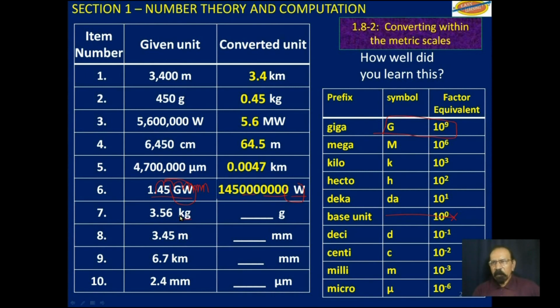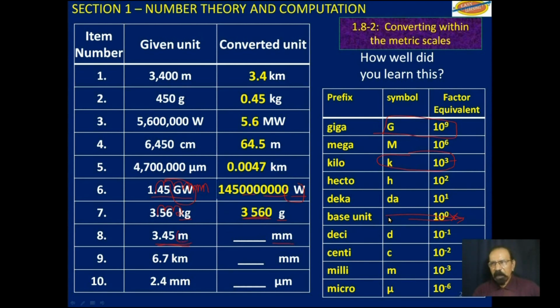Next, kilogram to grams. So we are here, kilograms, and we are going to grams, which is our base unit. So from 10 to the third to 10 to the 0, subtract the indices, we get 10 to the third. So we have to multiply this by 10 to the third power. So we shift the point 3 places to the right. 1, 2, 3, because we add a 0 there, and we get 3,560 grams.